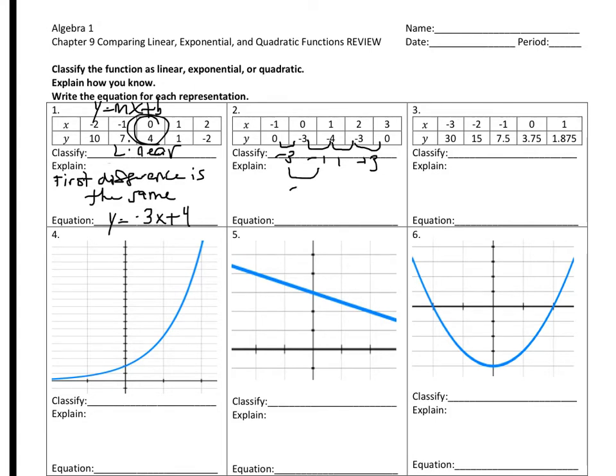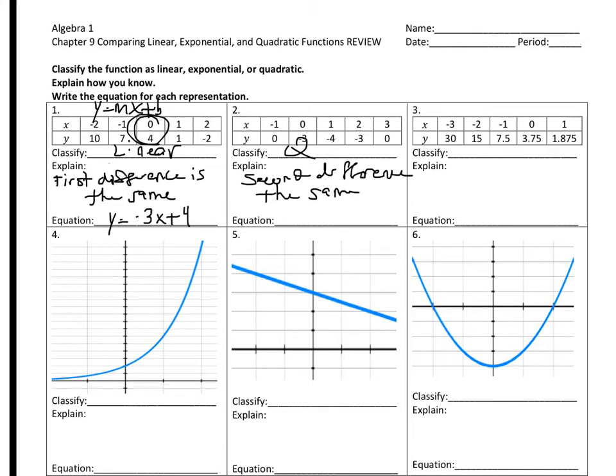Negative 3 to negative 1 is 2. Negative 1 to 1 is 2, and 1 to positive 3 is 2. So it's got to be quadratic because the second difference is the same. Okay, so the first difference makes it linear. The second difference makes it quadratic. So second difference is the same.